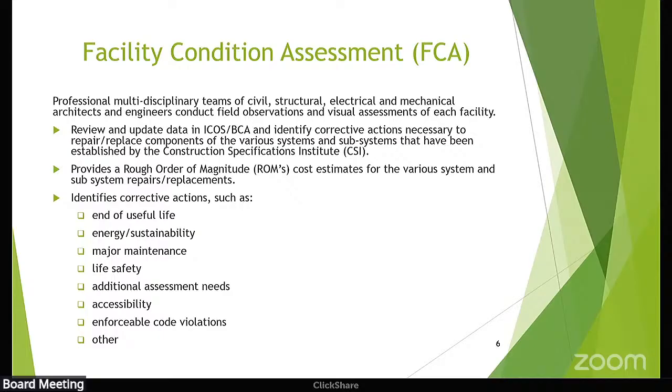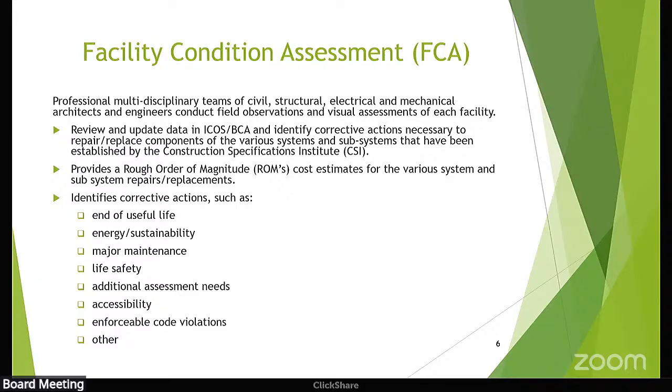It also identifies corrective actions like the end of useful life, energy sustainability needs, major maintenance, deficiencies, and deferred maintenance are typically broken out into a period of life expectancy. They identify any life safety concerns that need to be addressed.